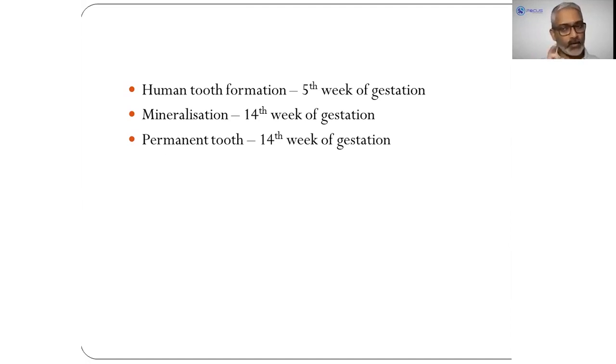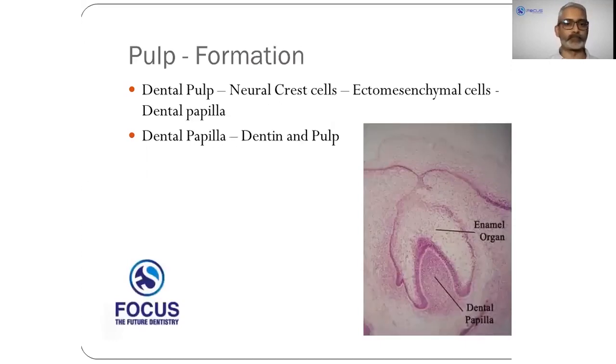The mineralization of your deciduous teeth starts at 14th week of gestation, and the permanent tooth formation starts at 14th week of gestation. So the mineralization of your deciduous teeth, which is formed at 5th week of gestation, and the formation of permanent tooth, they both start at 14th week of gestation. Please don't forget this. This can come as an MCQ. So only the relevant ones in pulp embryology and histology I am going to cover today.